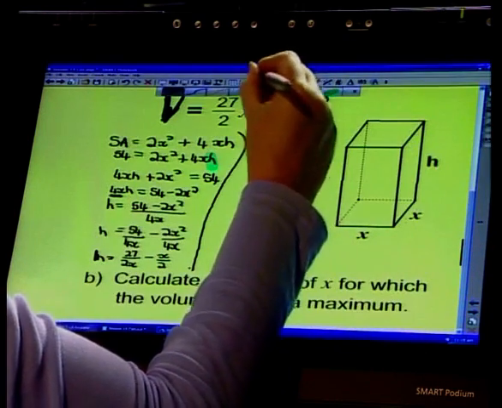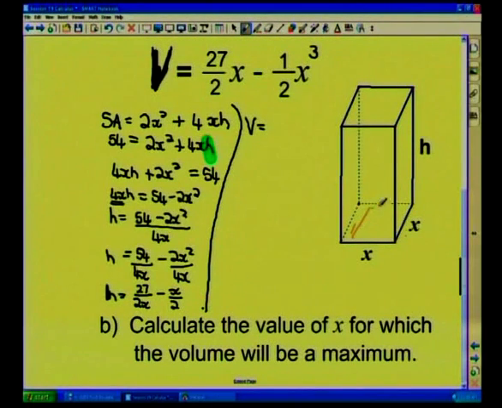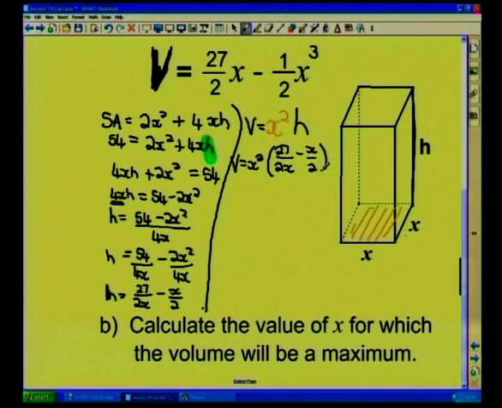Okay, if we look at it here, there's the base. So it's going to be x squared times my height, which is that here. But I know that height can be replaced with this. So that means my volume is x squared, and in place of h, I can go 27 over 2x minus x over 2. Now, if I multiply that in, I'm going to get 27x squared over 2x. And over here, I'm going to get minus x cubed over 2.